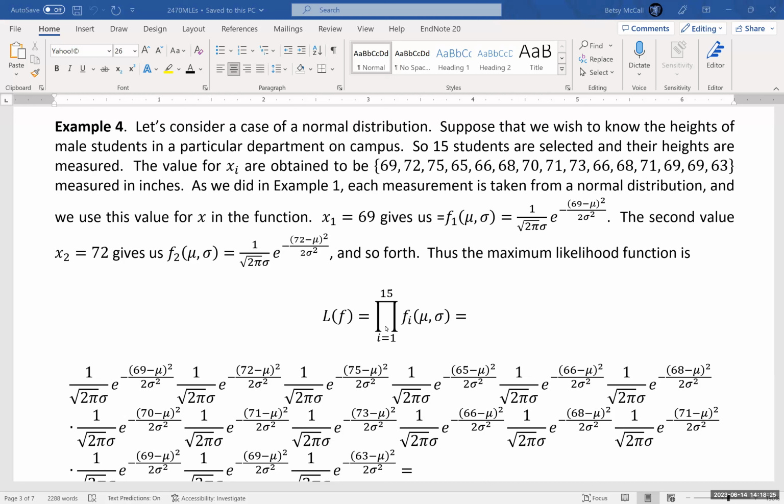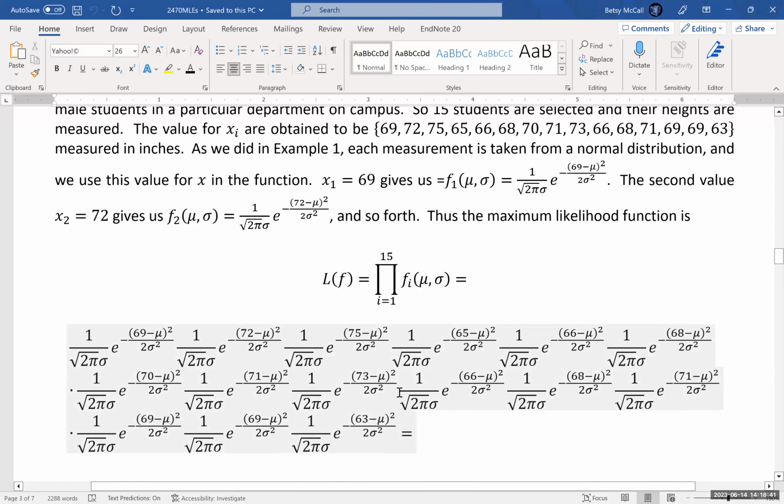According to my maximum likelihood function, I multiply all of these outcomes together. That's what the pi stands for. Capital Pi stands for product. So I multiply all of these, and I get this crazy expression.